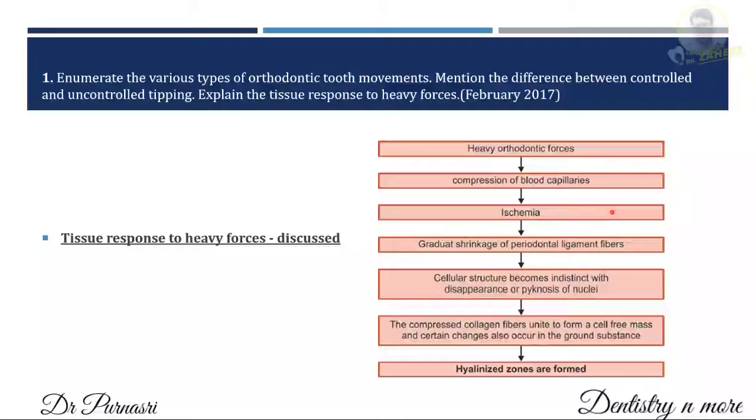When there is ischemia, what happens to the periodontal ligament fibers? They start to shrink gradually. And then the cells become indistinct and the nucleus becomes pycnotic. So there is cell damage, cell death.